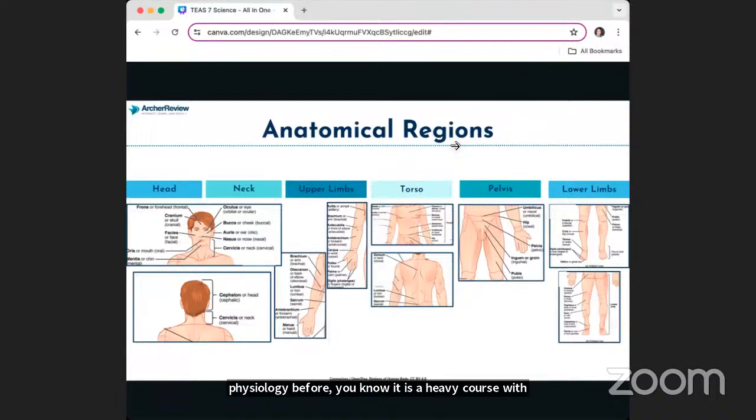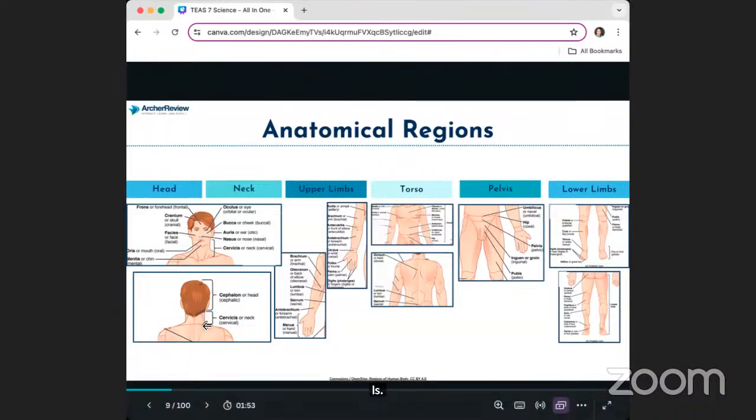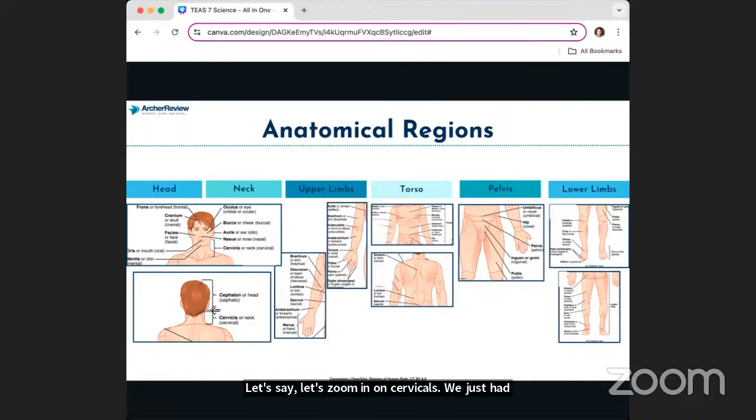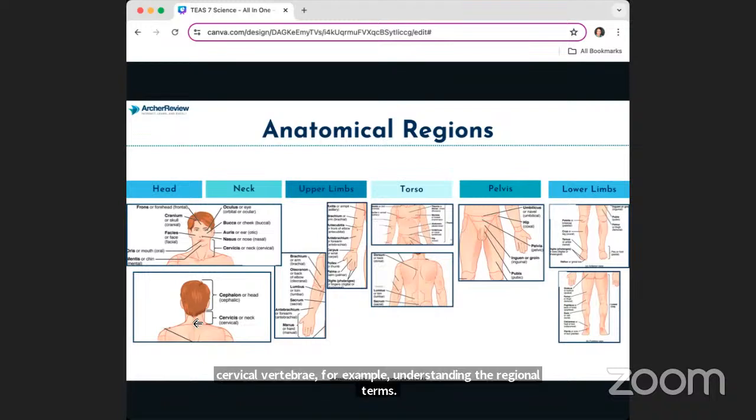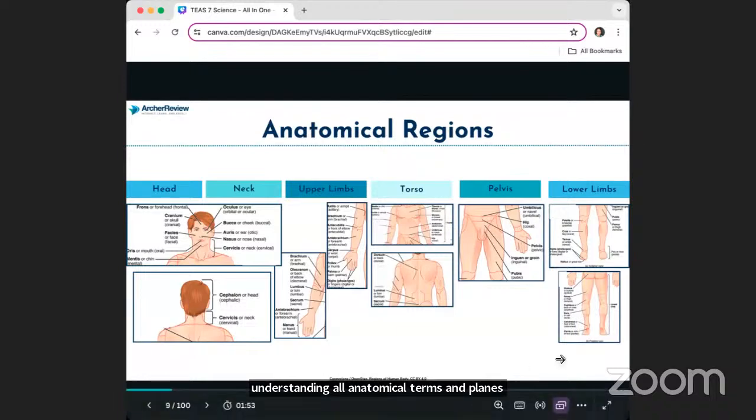What's good about understanding anatomical regions is, let's zoom in on cervicals, since we just had that in a previous question. Cervical is going to be a term used for anything in that neck region. So when we talk about cervical vertebrae, for example, understanding the regional terms correlates into all other topics in anatomy. And so understanding all anatomical terms and planes, directions, positions is really essential and crucial for your success in anatomy and physiology.